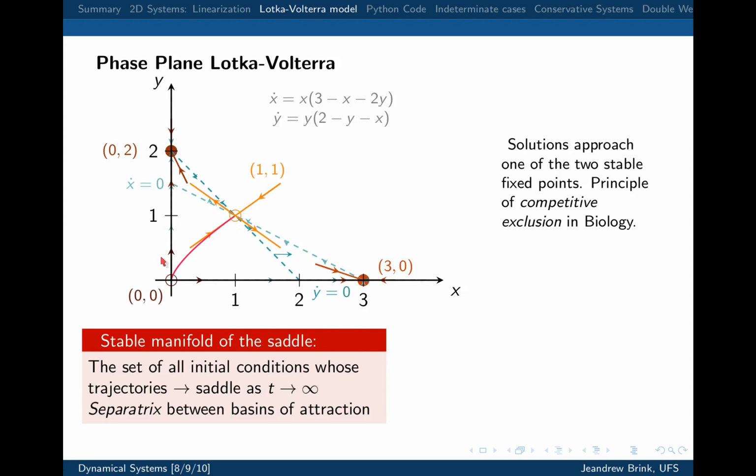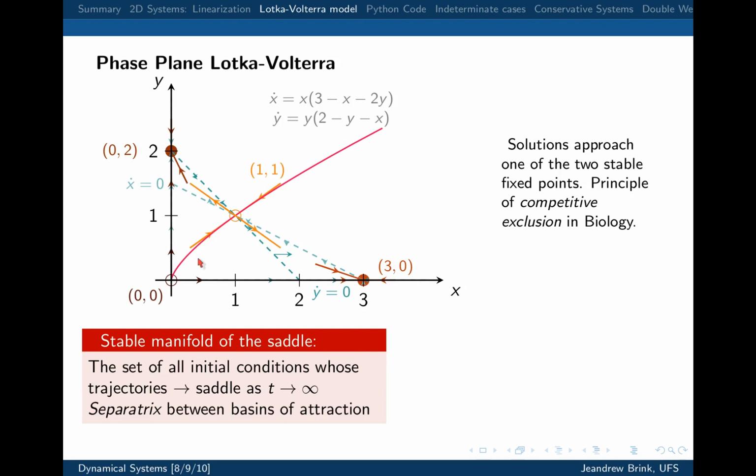It's a very unique line because anything else is going to go either to this fixed point or to that fixed point. But only this line is actually going to go to the saddle. It's an infinitesimally small line. And that line is the line that separates where the solutions are going to go, to the one fixed point or to the other one.